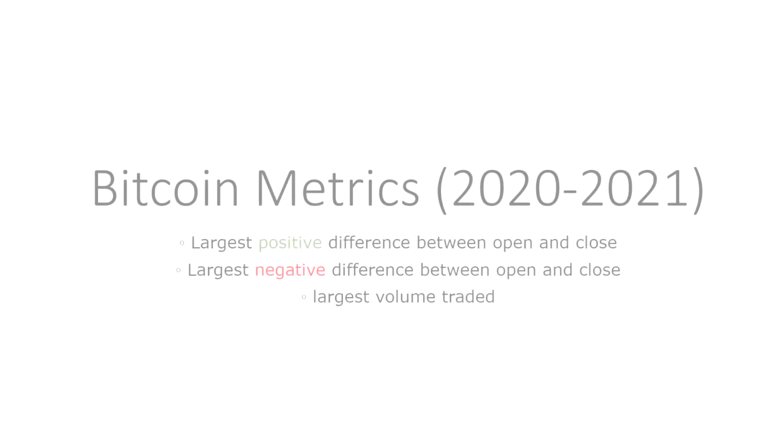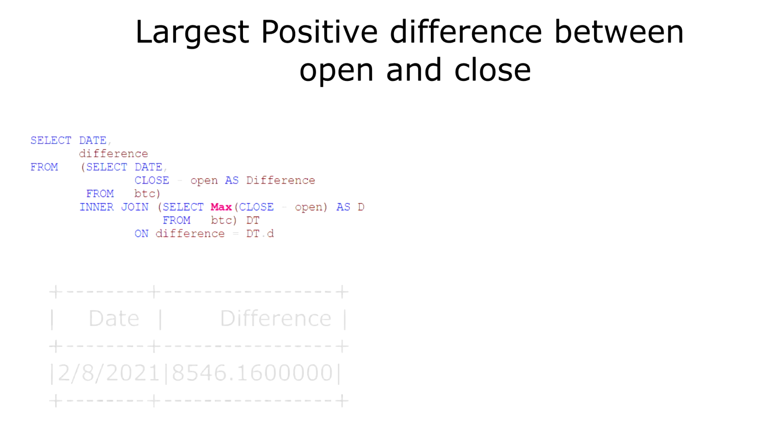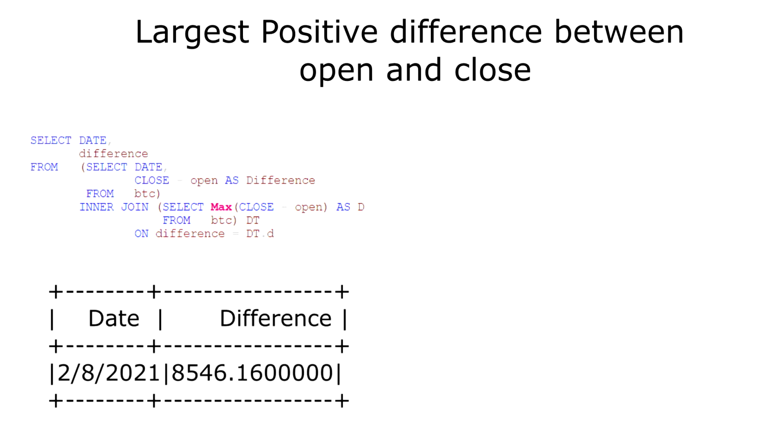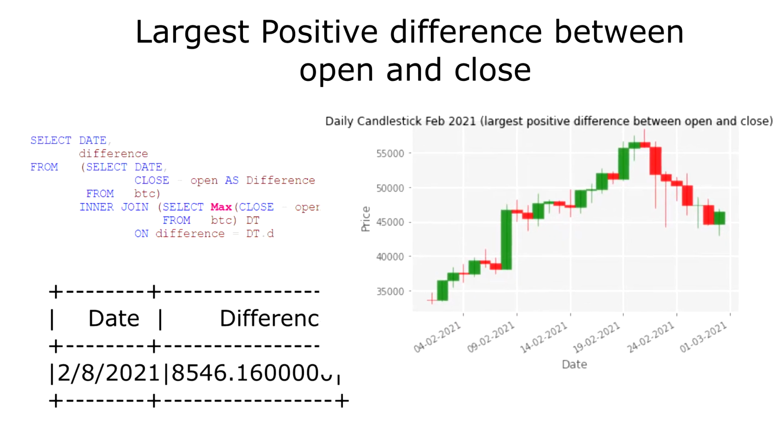Let's use Spark to find days with the largest positive and negative difference between the opening and closing price, and also find the day on which the largest volume of Bitcoin was traded. Using the following Spark SQL query, we are able to find the day which had the largest positive difference between open and close. In other words, we were able to find the day in which Bitcoin gained the most value during our selected time period. The day with the largest gain can also be seen on this candlestick plot.